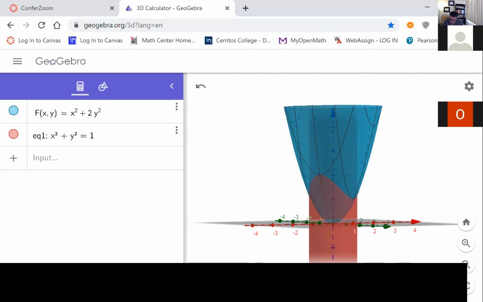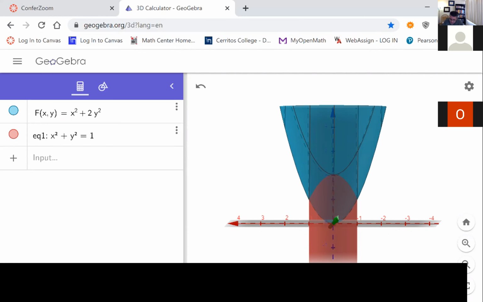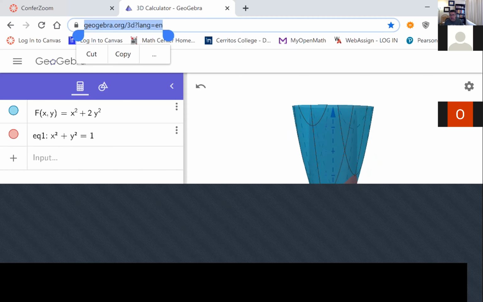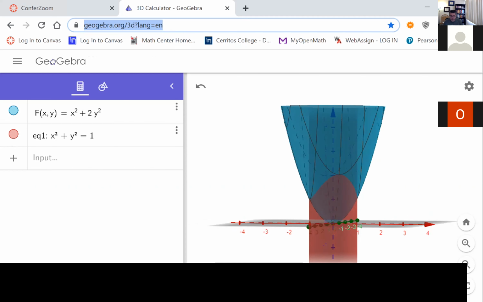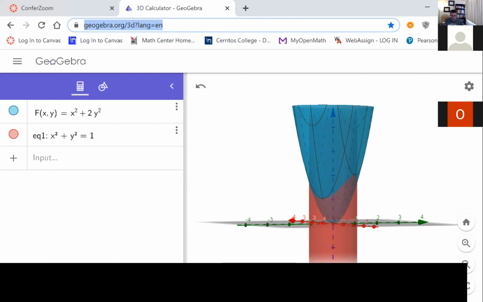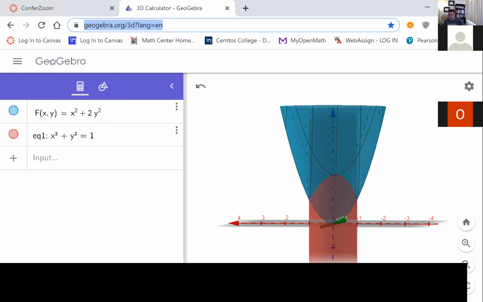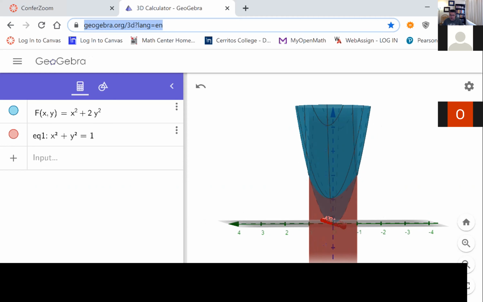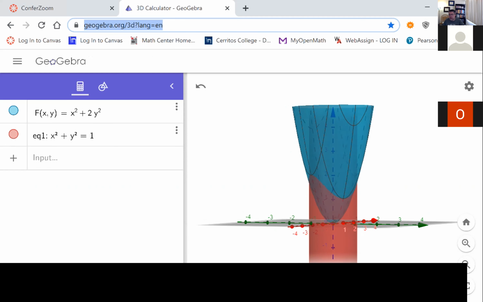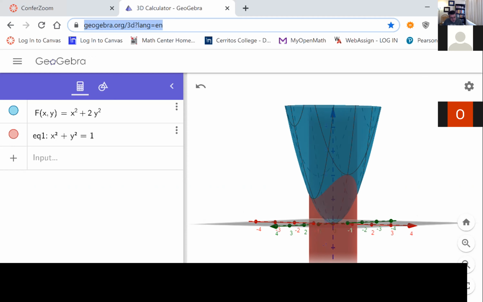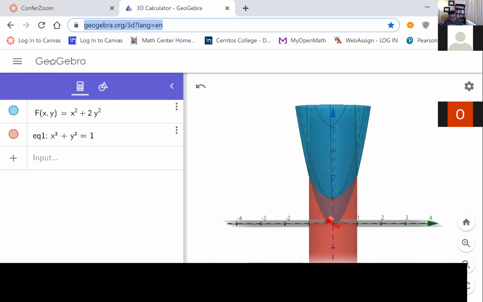And this is the GeoGebra 3D calculator. If you want to do this yourself, just go to the GeoGebra 3D calculator and plug that in yourself. Makes sense? Okay, let's do one real life example before we leave today. Let's see how this works out in the real world. Let's talk about optimization for a second.